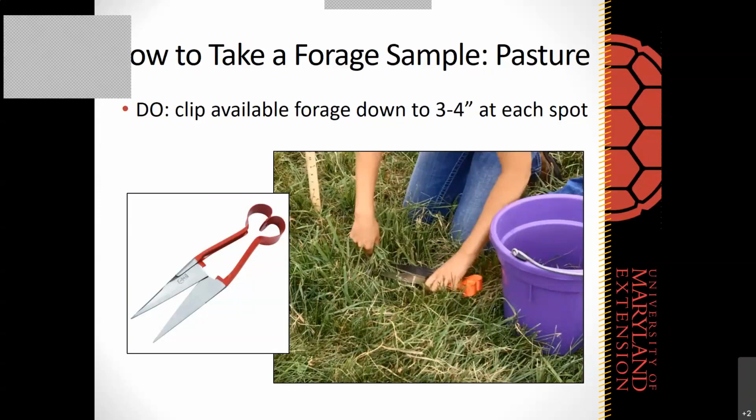What you want to do is clip that forage down to that 3 to 4 inch height. That's the recommendation for when we're grazing in pastures. We want those animals to not really graze below that 3 to 4 inches. So we want our forage sample to be relative to what the animals are eating. So we've followed that same guideline for taking our forage samples.